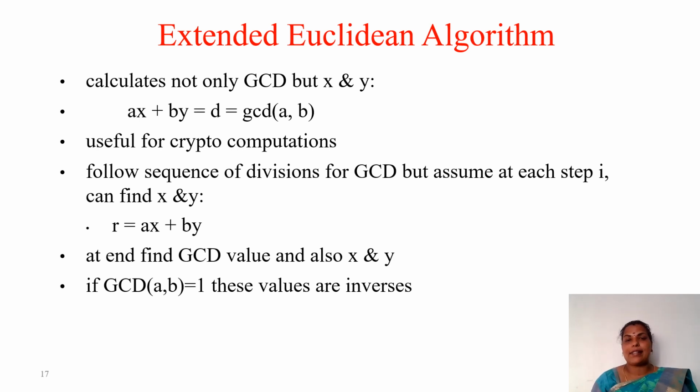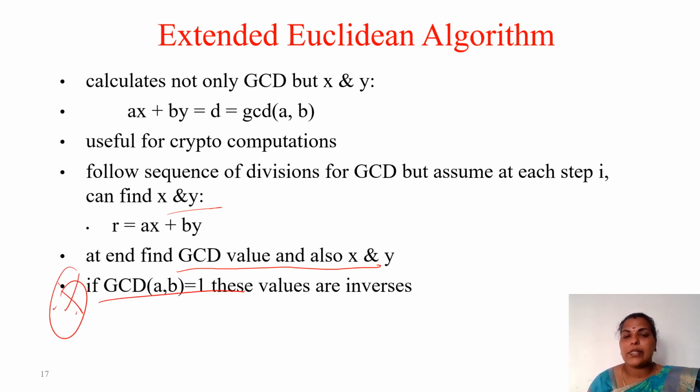Where we use this extended Euclidean algorithm means it is mainly useful for crypto computations. In most of the cryptographic algorithms, we have to find inverses and use them. In those places, this extended Euclidean algorithm can be used. It follows the sequence of divisions for GCD, but assume at each step i we can find x and y, that is R equal to ax plus by. At the end we find the GCD value and also the x and y. This is very important. If GCD of a comma b equal to 1, these values are inverses of each other.